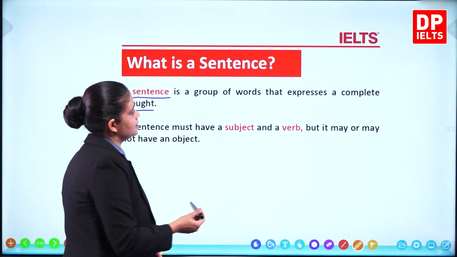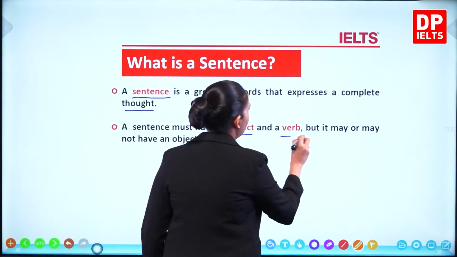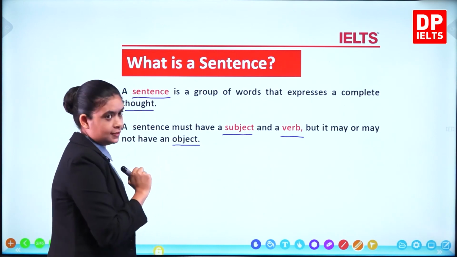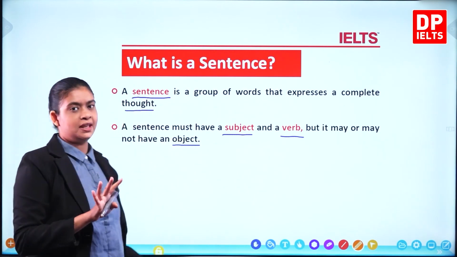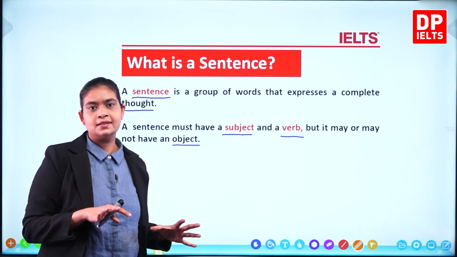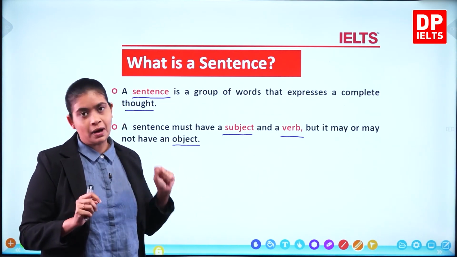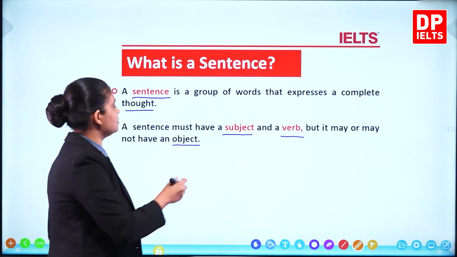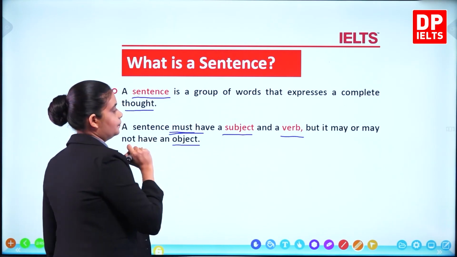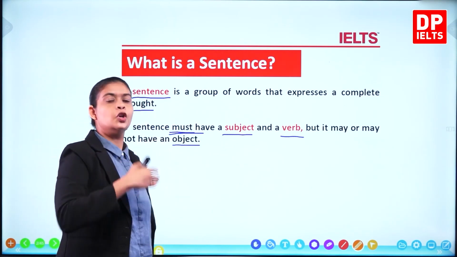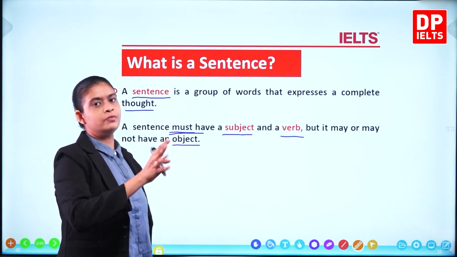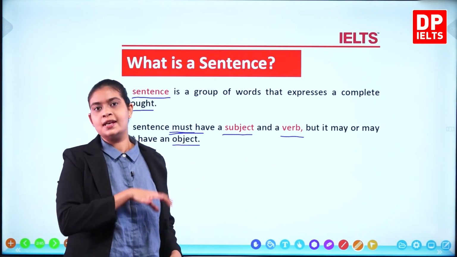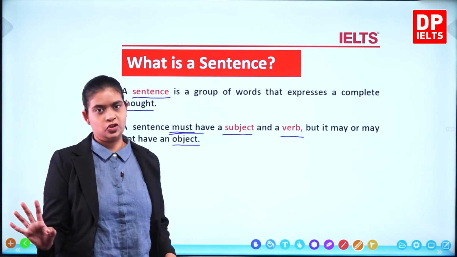A sentence must have a subject, a verb, but it may or may not have an object. Which means some sentences will not have an object, but all sentences have a subject and a verb. It must have. Must means it is compulsory. You must have a subject, you must have a verb. But object is not compulsory. Some sentences will have an object, some sentences will not have an object, right?